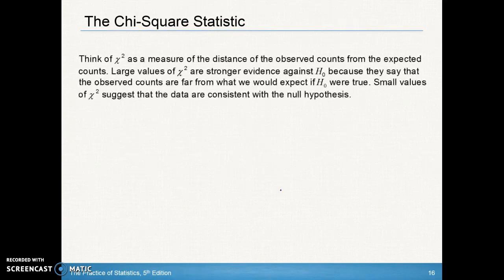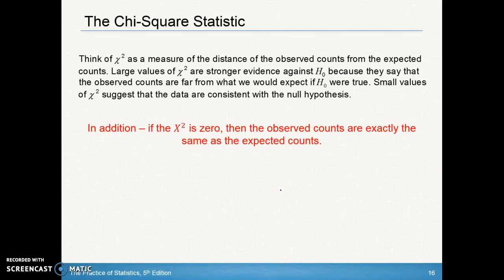Now, think about this. What does a large chi-square statistic mean versus a small chi-square statistic? If we get a small chi-square statistic, so if chi-square is equal to 1, or equal to even 2, or equal to 0.5. If the chi-square statistic is 0, then the observed counts are the same as the expected counts. Why? Because you're doing the observed minus the expected, squared, all over your expected. If these two are the same, then you're going to end up getting 0 over your expected, which is just 0.